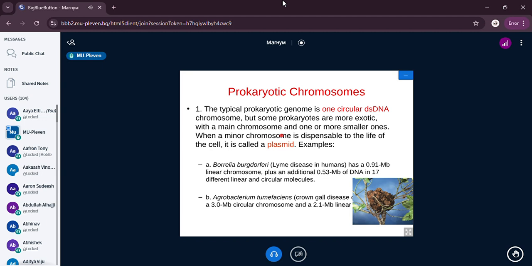And here are two examples. As I said, they are exotic examples. Borrelia burgdorferi is a bacterium that causes Lyme disease in humans, transferred by vectors such as ticks. This bacterium has one large linear chromosome. Its size is 0.91 megabase pairs. MB is megabase; it could be Mbp, megabase pairs, but in this case the P for pairs is omitted. And except this main chromosome, there are an additional 0.53 megabases of DNA in 17 different linear and circular molecules.